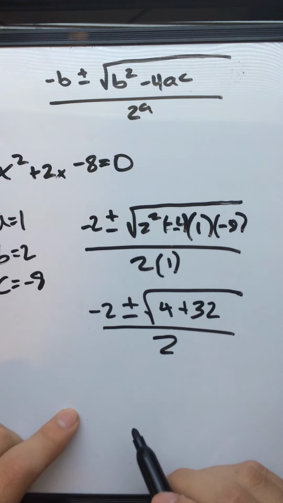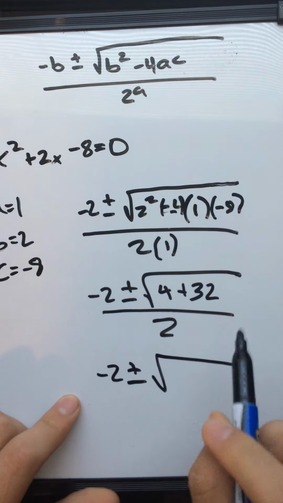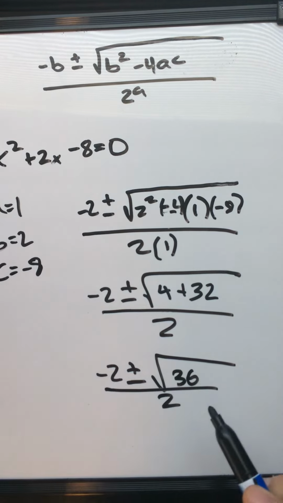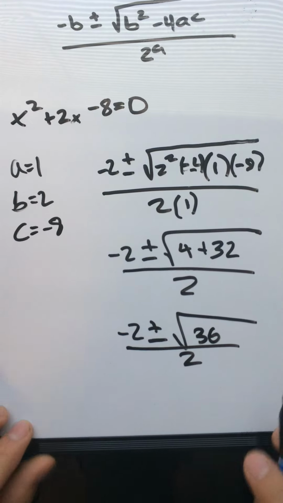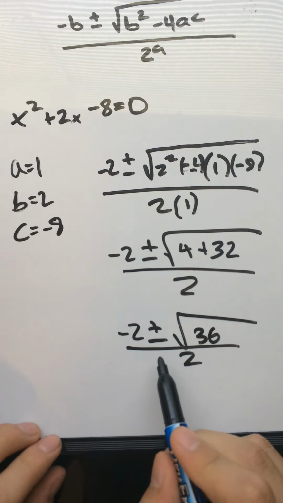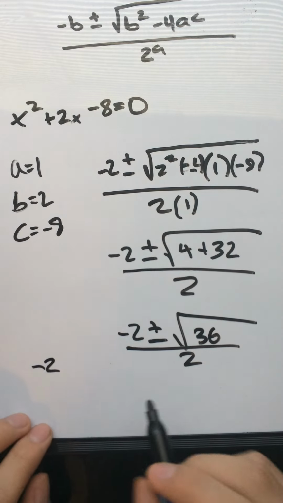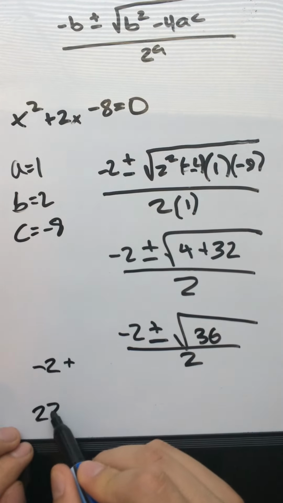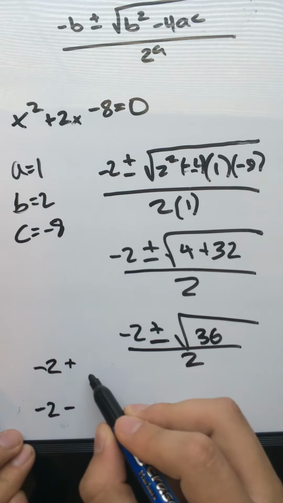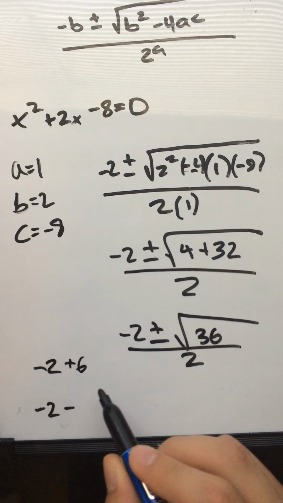Okay, so we have -2 plus or minus, so we add those two together, and that is 36, all divided by 2. So what we do now is, you know how you have the plus and the minus, I like to do it separately. Some people do it just like that, but I like to make two separate ones. So what's the square root of 36? 6, right? So we'll put the 6 there.